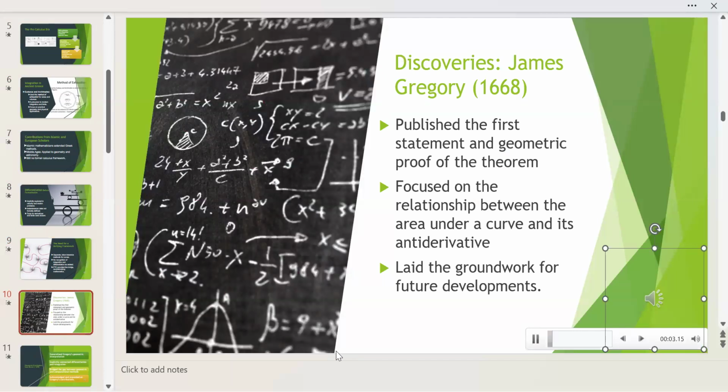So looking at some of the key contributors of the theorem, we have James Gregory. He was the first to publish a geometric proof of the fundamental theorem of calculus in his Geometria Pars Universalis, and his focus was on the relationship between the area under a curve and the curve's antiderivative. While his proof applied to specific classes of curves, it laid the crucial groundwork for later generalizations.